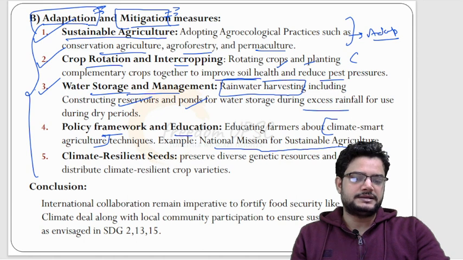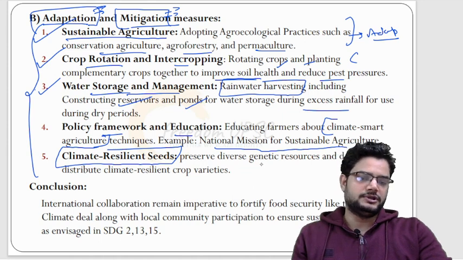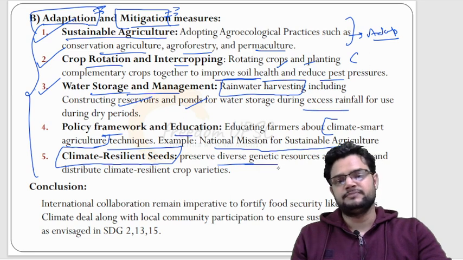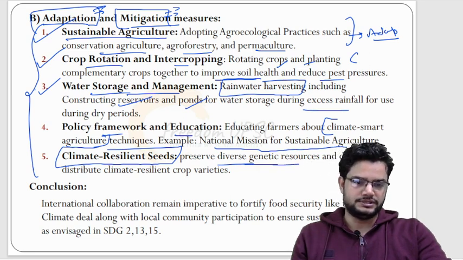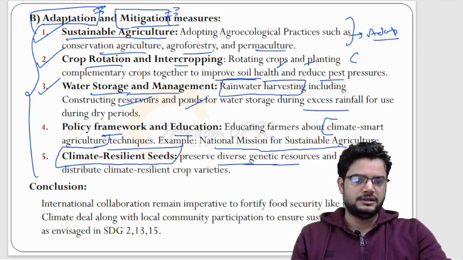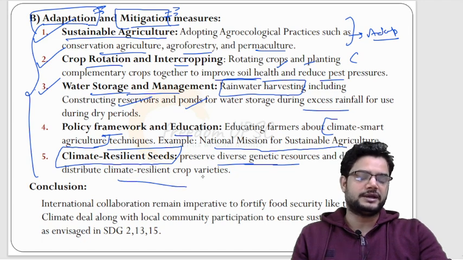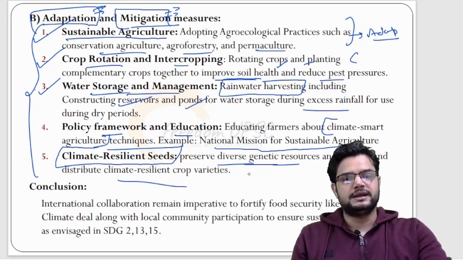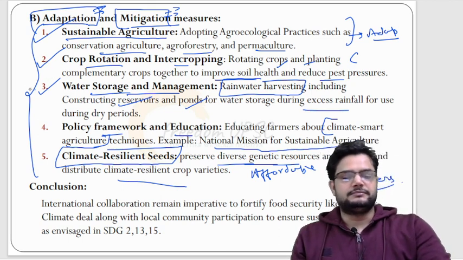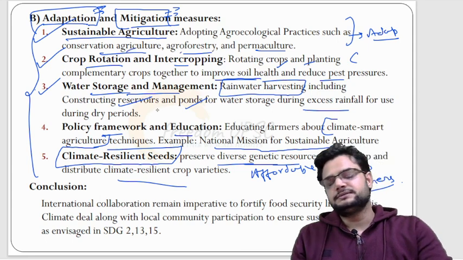Now climate resilient seeds. We need to introduce climate resilient seeds with the use of genetic engineering. And we need to preserve diverse genetic resources in cold storage so that we can use them later and do research on them later. And we should have a mechanism to distribute these climate resilient seeds at affordable prices to farmers. So all these points you can include with examples, as I have given, and various keywords in your answers.